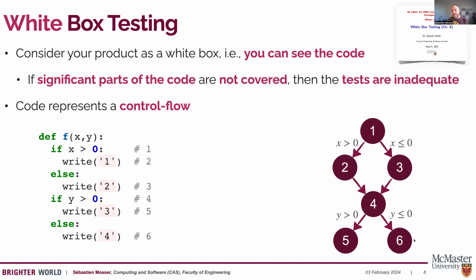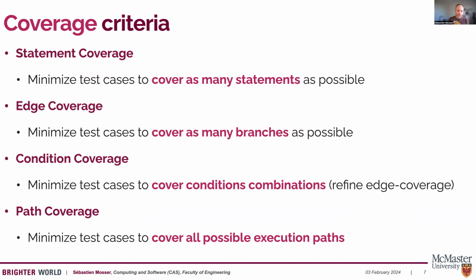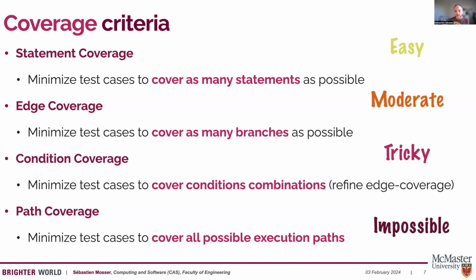But if I go for condition coverage, I should have 1, 2, 4, 6, 1, 2, 4, 5, 1, 3, 4, 5, 1, 3, 4, 6. Each time we are zooming in and adding more constraints on all the elements I need to test. And that brings me to path coverage, which is where we need to have each and every possible execution path tested, which is actually the one that is impossible. Those coverage criteria are ranked from the easiest one to the impossible one.